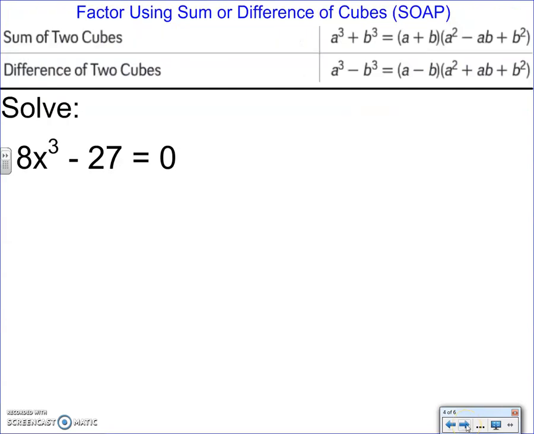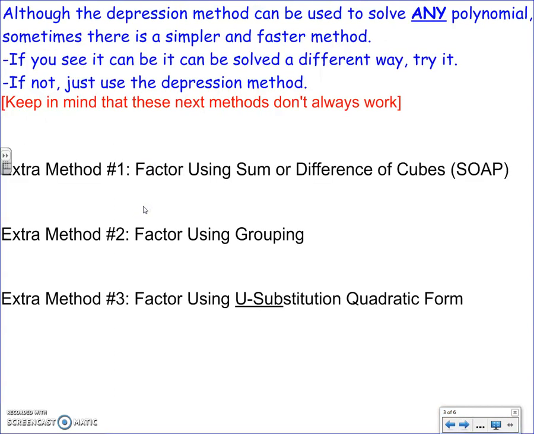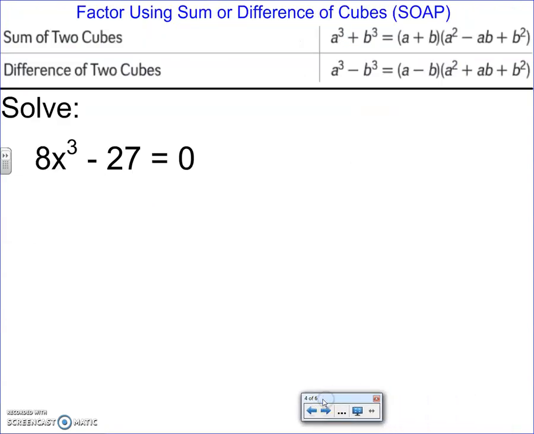So the first one, using the sum or difference of cubes, the sub formula. Remember, if you have a problem, you cube root both things. So let me do that. I can cube root 8. I can also cube root x cubed. Cube root 8 is 2. Cube root x cubed is x. That's your a term. Then I'm going to do cube root of 27. Well, 3 times 3 times 3 is 27. That's my b term.